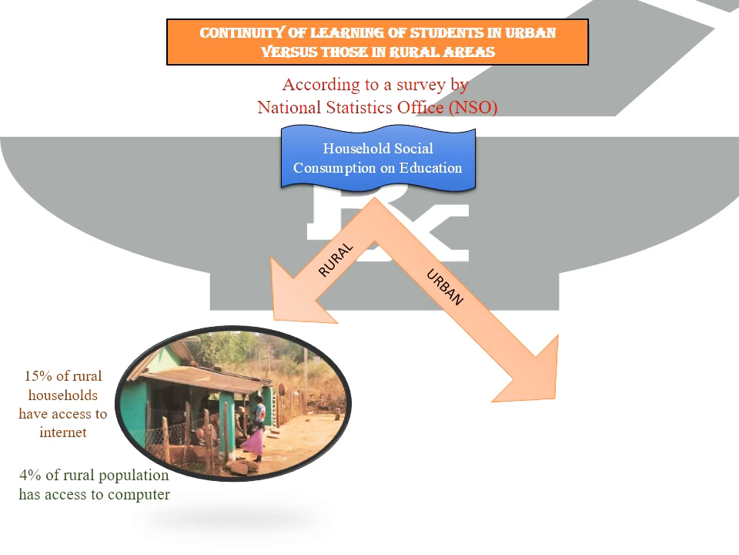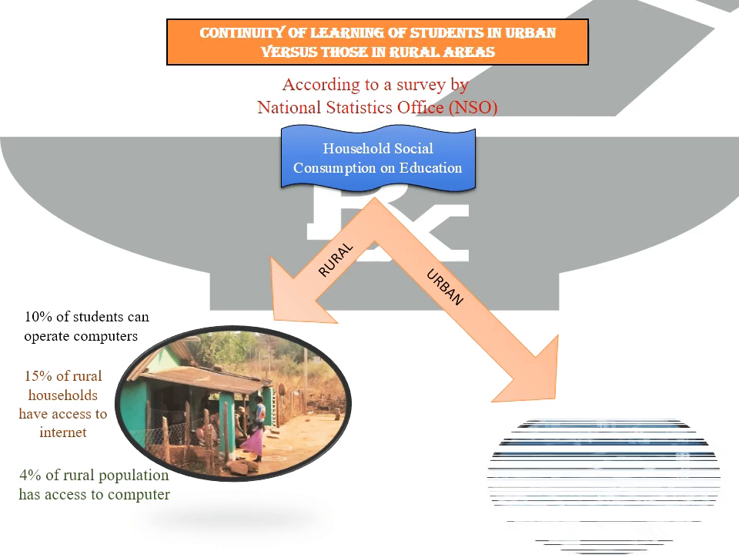15% of rural households have access to the internet. And 10% of students can operate the computer. So if we see these statistics, they are very, very low compared to the statistics of the urban population in terms of achieving success in the digital platform in the education system. If we want to continue the education system on a digital platform, then these statistics should improve very soon.